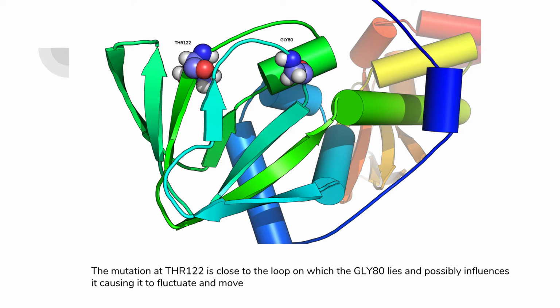Finally, my last piece of data came from visualizing and locating the glycine 80 residue of the A211T mutant structure in PyMol. I found that the mutated threonine 122 was close to the loop that held the glycine 80 and caused the glycine 80 loop to fluctuate and move abnormally, which could be related to the mutation.